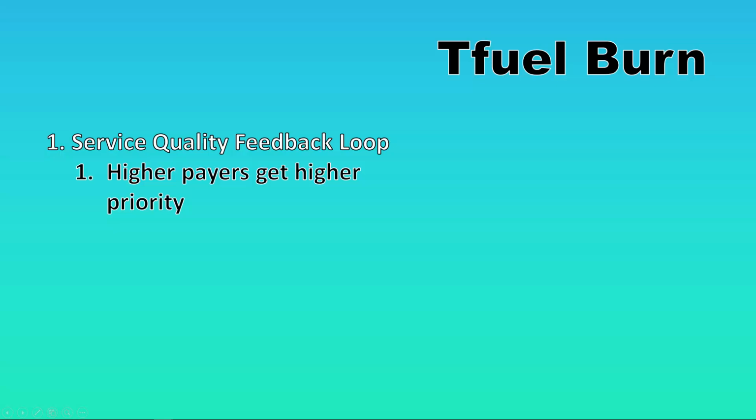All right, so let's talk about the second half of this modification, the T-fuel burn. Why is this being added in? The Theta team uses the terminology service quality feedback loop. What they're referring to with this is that higher payers are going to get a higher priority. So as the network begins to evolve, if you pay a larger amount of T-fuel, you're ensuring that you will receive priority from the edge nodes, meaning that your content will get out to individuals faster.